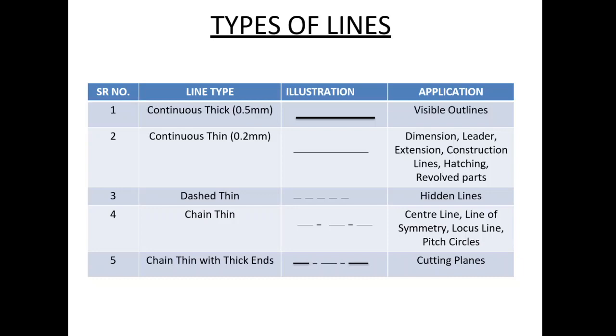The fourth type of line is chain thin. See, in chain thin we draw a long line, then short, long, short, long. This type of line is called chain thin. It is used to draw the center line, the line of symmetry, the locus line, or the pitch circle.